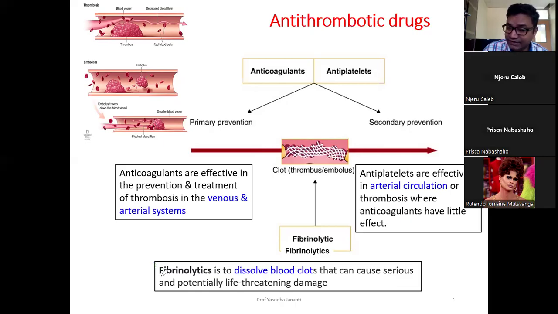When you are giving these drugs, fibrinolytics, we studied last time, they will be given in the form of injections. You need to stay in hospital so that if there are any complications, they can observe. Then coming to the antiplatelets. Antiplatelets are effective in arterial circulation, even in thrombosis. So where anticoagulants have little effect, these are also very good drugs.